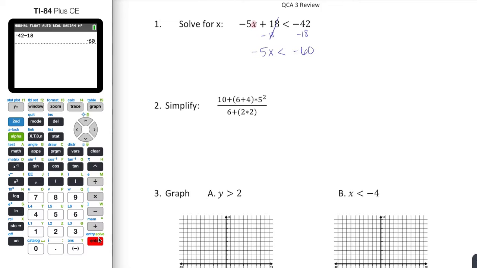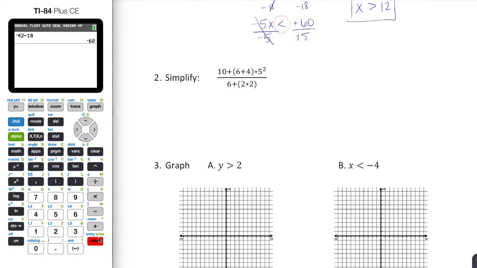So from there, we're going to divide by negative 5 and negative 5. Remember, if you divide by a negative, your sign is going to change. So we're going to have x is greater than negative divided by a negative changes to a positive. 60 divided by 5 is 12. So x is greater than 12.